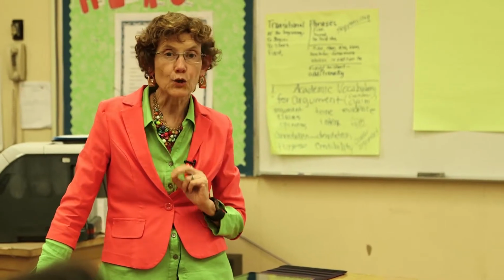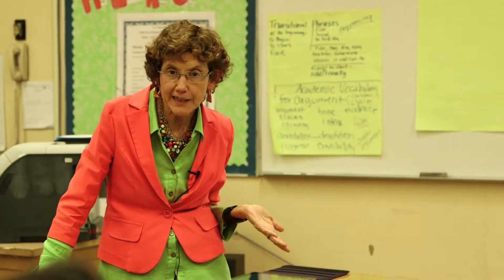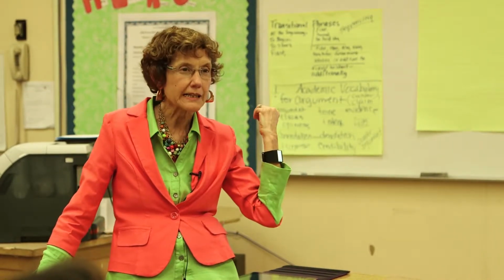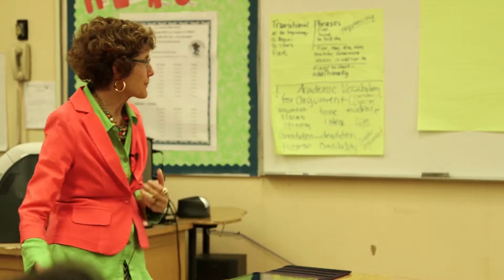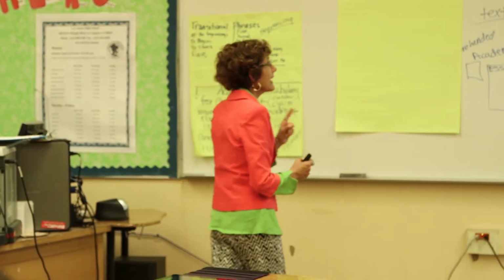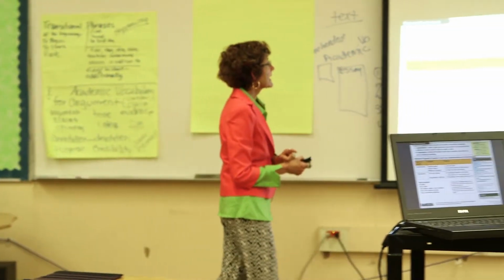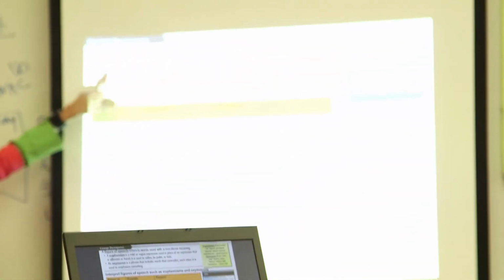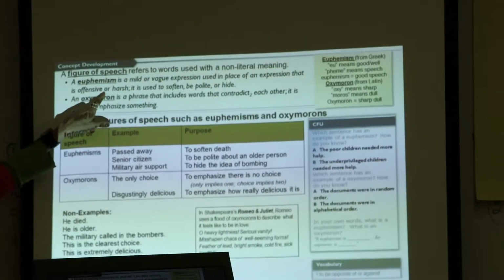So raining cats and dogs is really what we say. It has a non-literal meaning. It doesn't really mean what it says. It means something else, isn't it? That's what figures of speech are. So that's what we're going to be doing today. But today, we're going to be looking at one that is called euphemism.